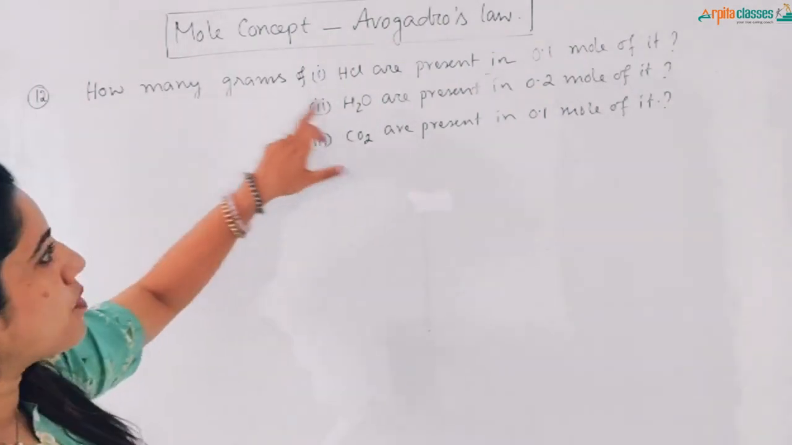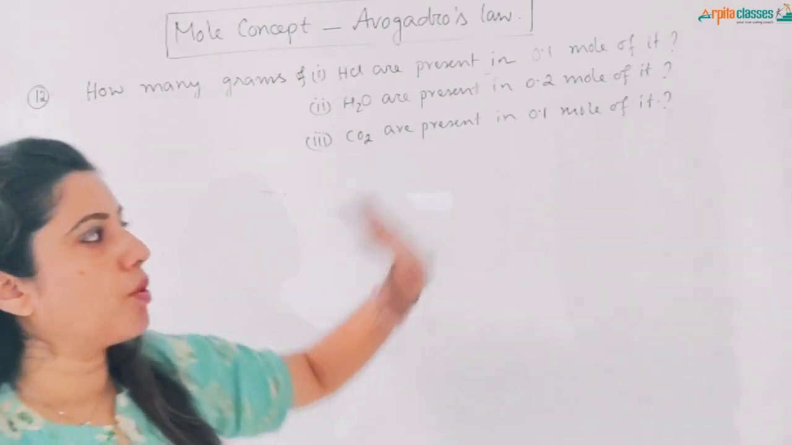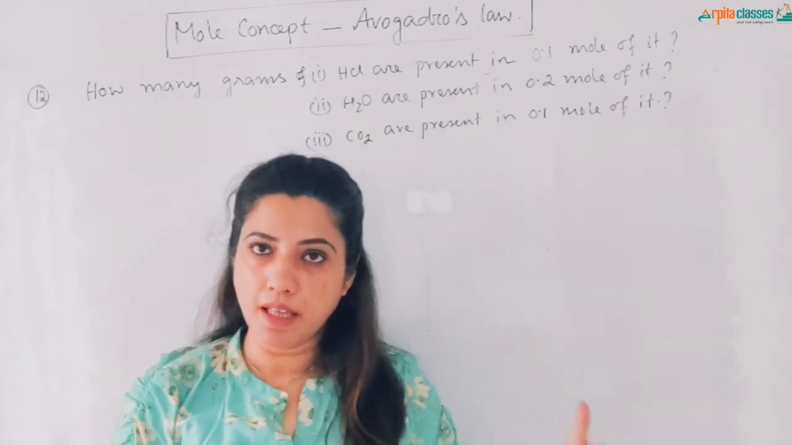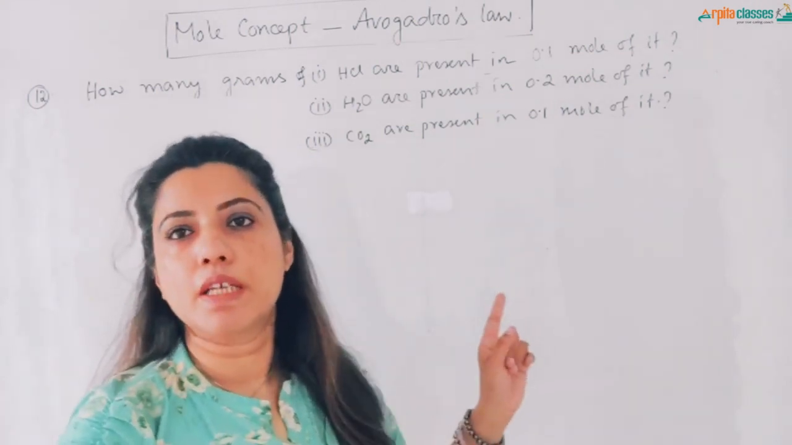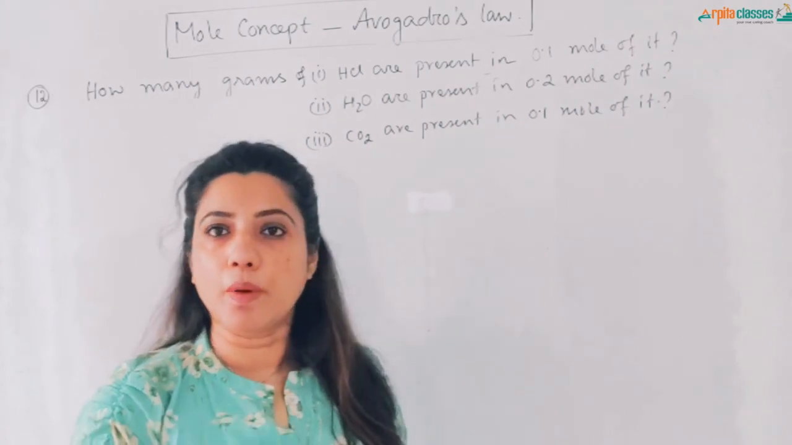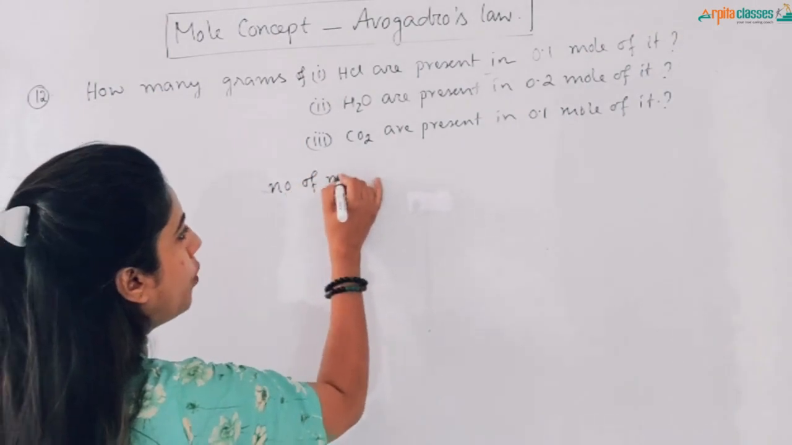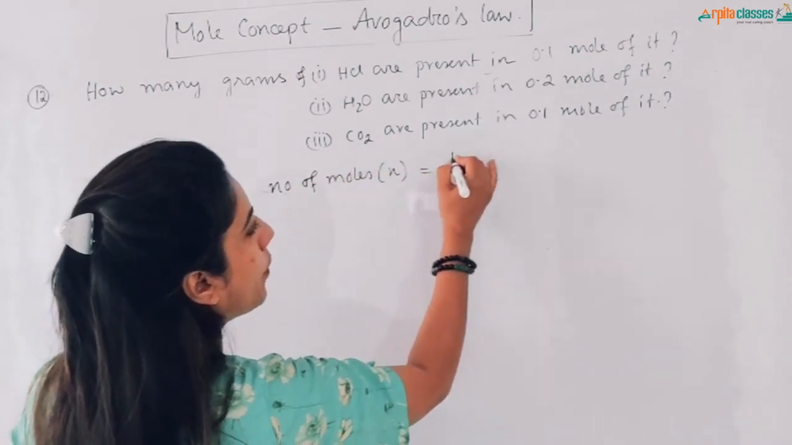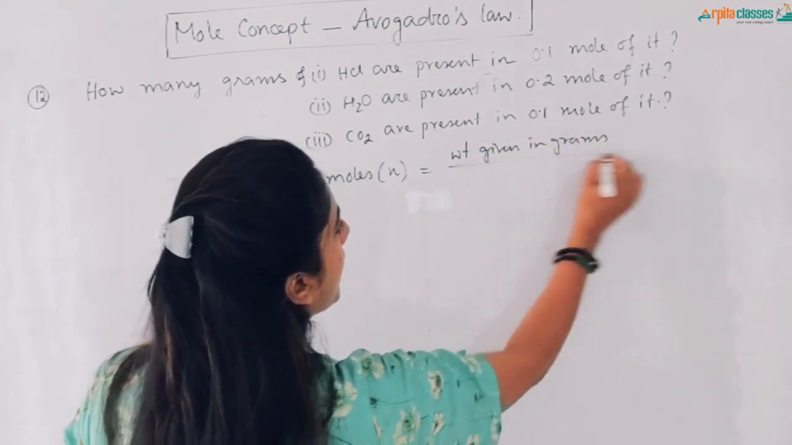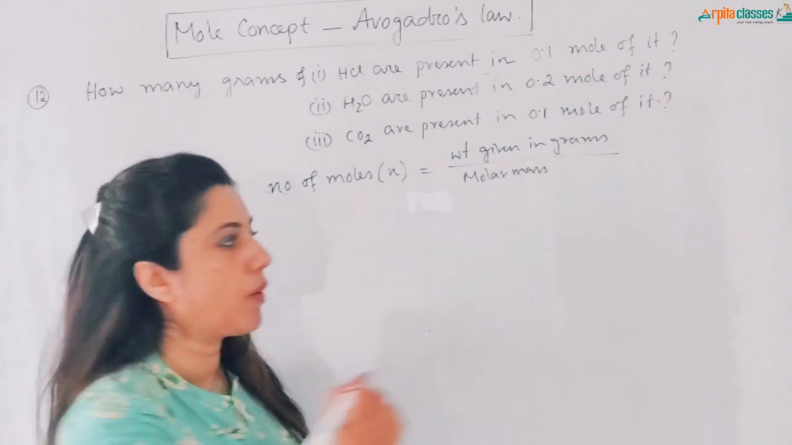Second sub question is how many grams of H2O are present in 0.2 mole of it, or how many grams of CO2 are present in 0.1 mole of it. All the three questions are similar type. We did the same type of question in the previous sum, the 11th one. So either you can do all these three sums by using the method we used in the 11th question, or you can directly use one formula. We have one formula, that is number of moles, denoted by N, is equal to weight given in grams divided by molar mass.